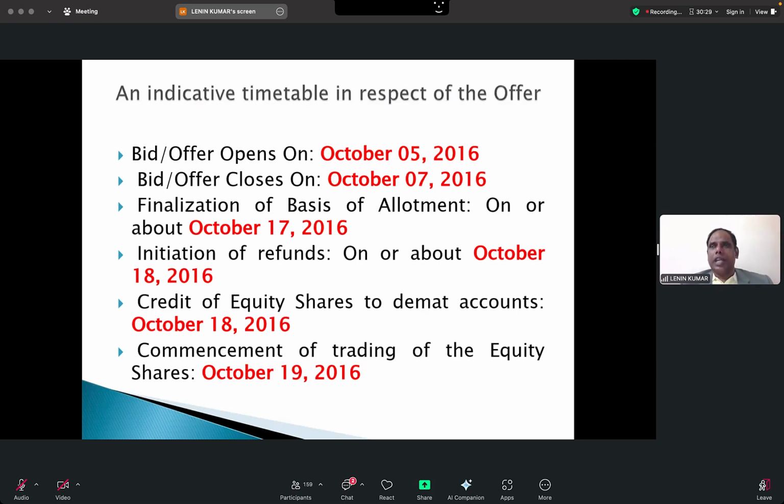Okay. If shares are not allotted, the money will be credited to your account. That's it. And commencement of trading of the equity shares starts from October 19th. When it is going to be traded on the platform in the Dubai Financial Market, say for example, from 19th onwards, the public can view those shares. The public will start buying it. If more demand is there, prices will increase.